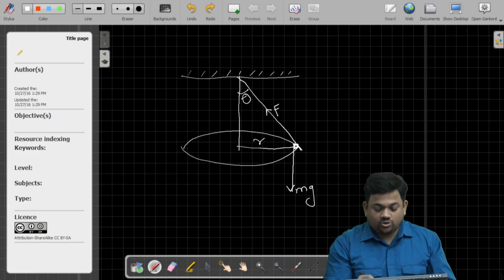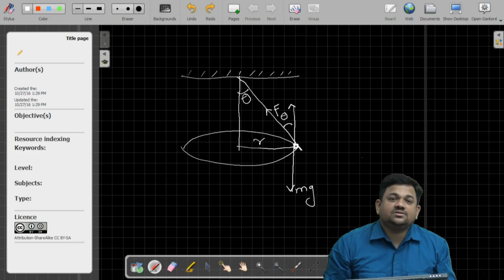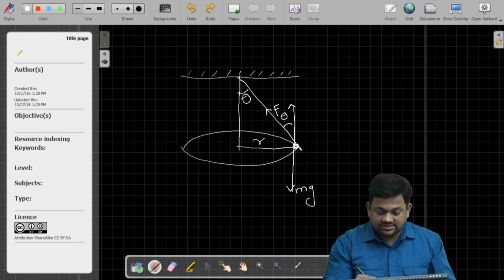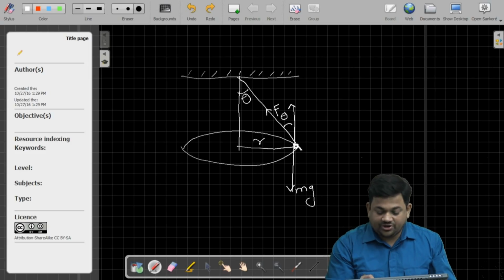Now resolve F into two components. This is one component. This angle is theta. Do you know what is the reason this angle is theta? The alternate angles. These two lines are parallel to each other. So now F is equal to what? This particular component is F cos theta, and this would be F sin theta.